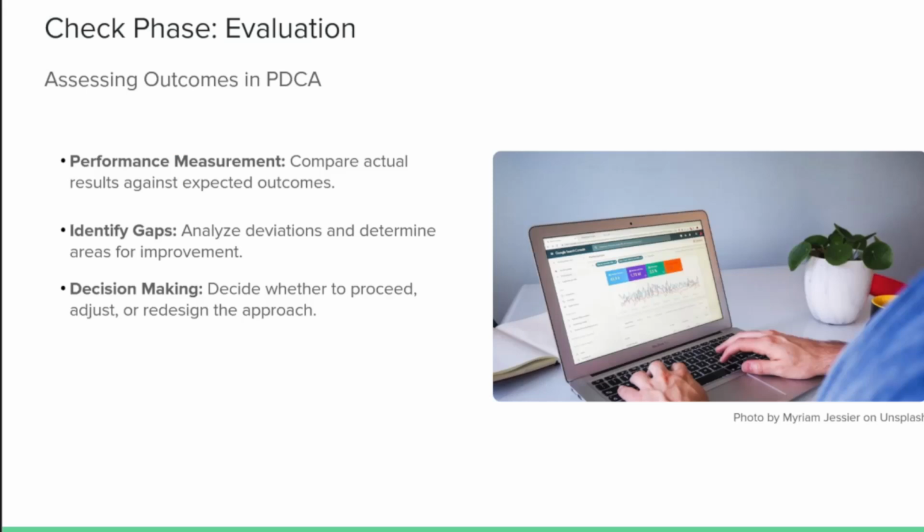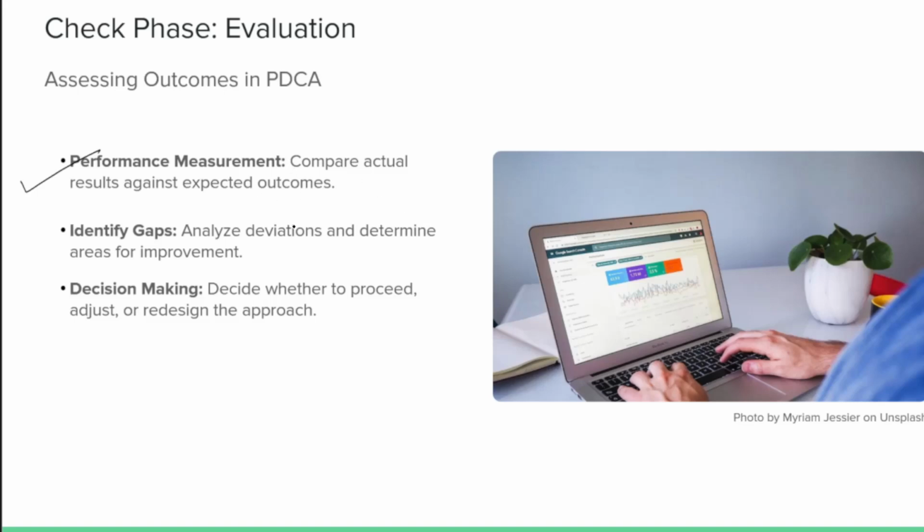After the do phase, next is the check phase, where organizations assess the effectiveness of their actions. This phase involves measuring the performance by comparing the actual result to the expected outcome to determine if the implementation is on track. By carefully analyzing the data, teams can identify gaps between planned and actual performance.